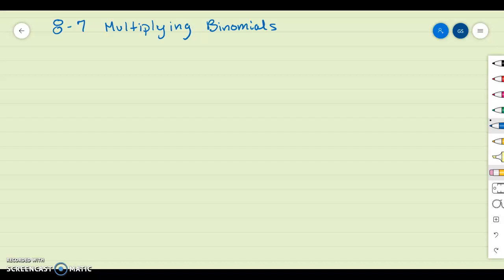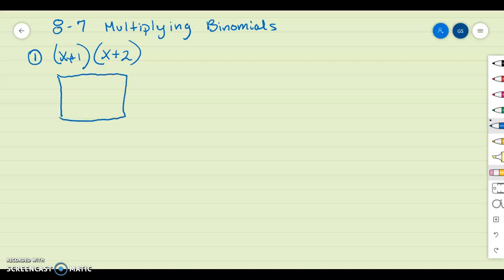Okay, so I'm going to start with an example. Just jump right in with an example. This is something you may have seen last year. I hope you did, but if you didn't, what we're going to do is take this first problem. It's two binomials. It's two terms times two terms, okay? So it's x plus 1 times x plus 2.